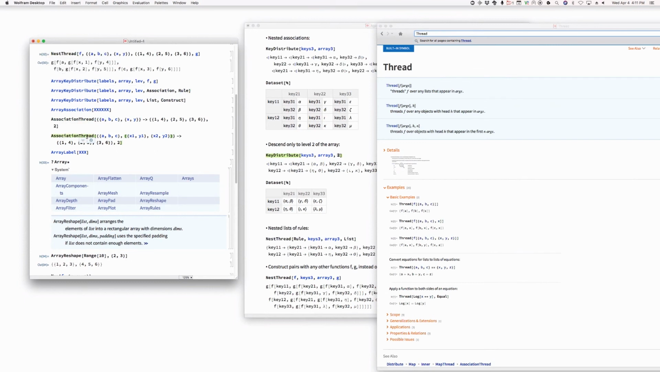Yes, but what I'm saying is that for what we want, we need a matrix in the first argument, and association thread wants only a list. So we have this conflict. Wait. What we need, I understand, is one more level of encrusting in association thread. Yes.